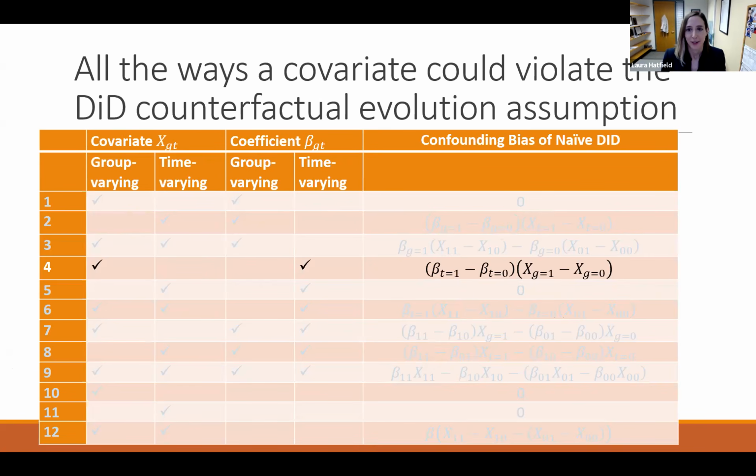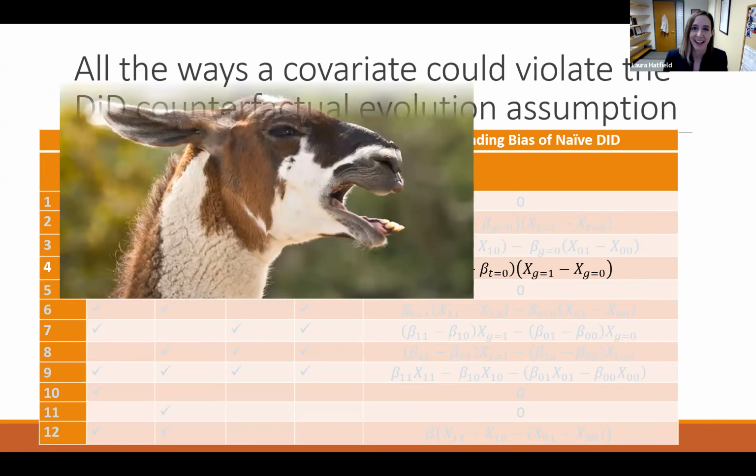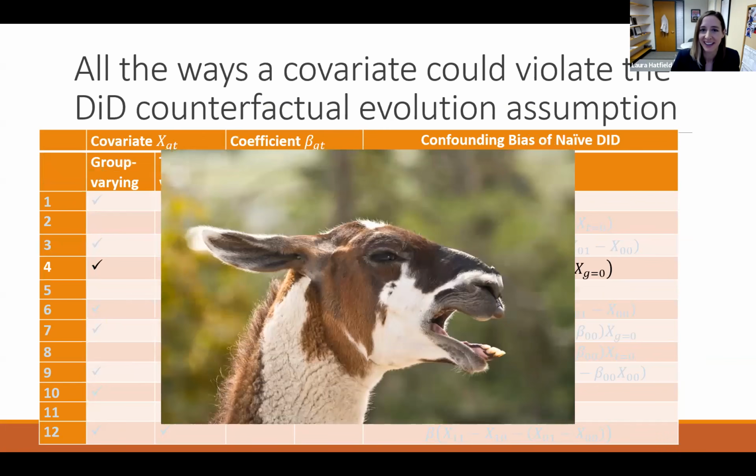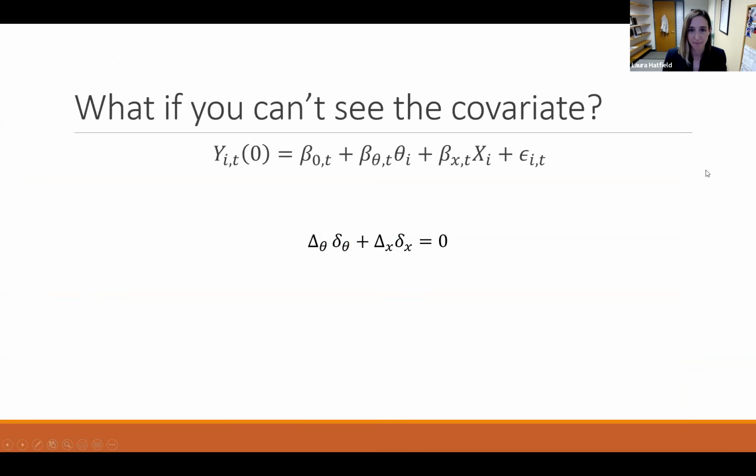And I know that Luke had a smiling animal. This is a defensive llama. The defensive llama says, yes, I hear you, you can't do everything. Handling one case is better than handling no cases at all.